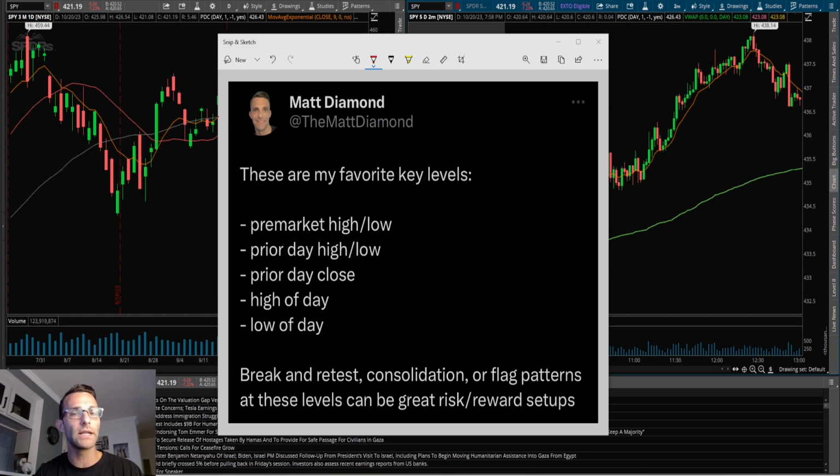But when the market is a little bit more choppy, which it's been recently, I've noticed that the break and retest setup or strategy can work really well. And I want to go over some really good examples of those setups today.